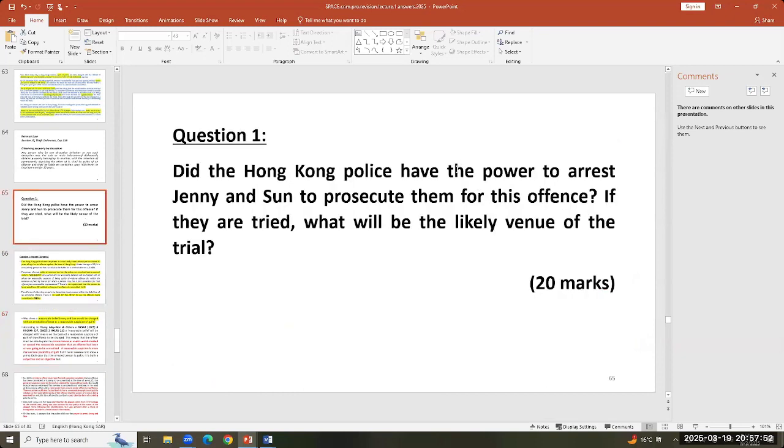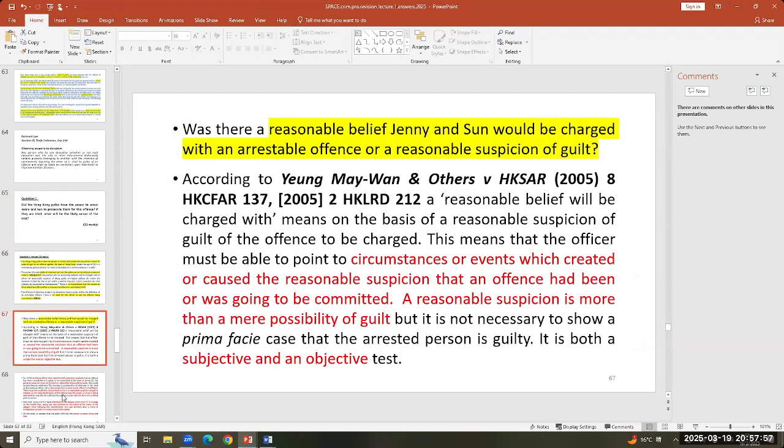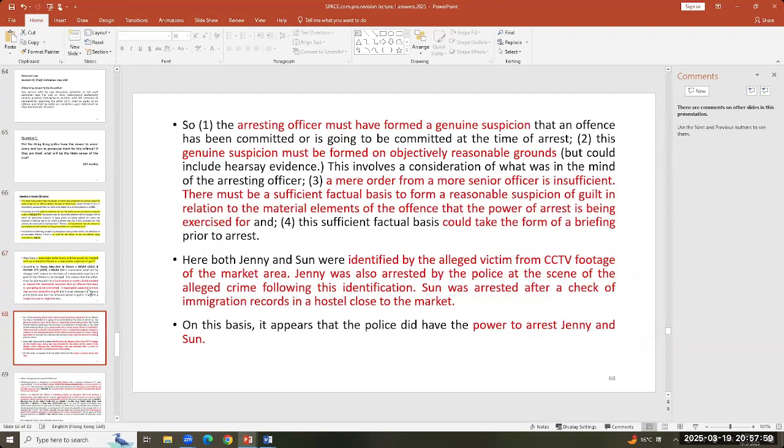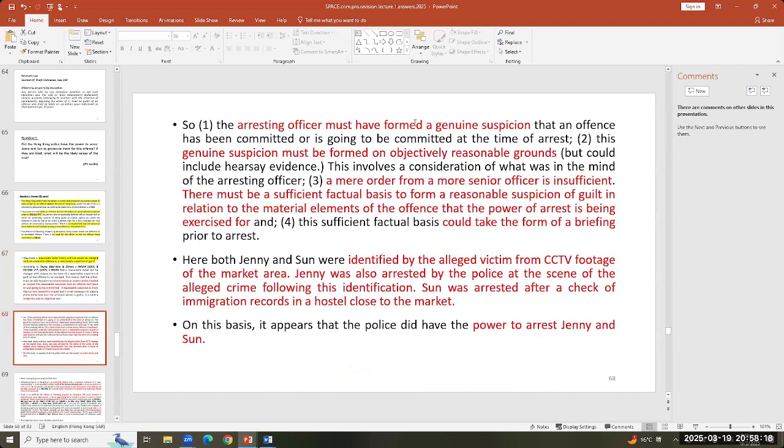Because the question is talking about the power to arrest, we obviously want to go into section 50, subsection 1A. We have the leading case of Youngmei, reasonable belief on the basis of a reasonable suspicion, looking at circumstances or events which caused or created the reasonable suspicion. So it's a subjective and objective test. Genuine suspicion on objectively reasonable grounds. So that's the law.